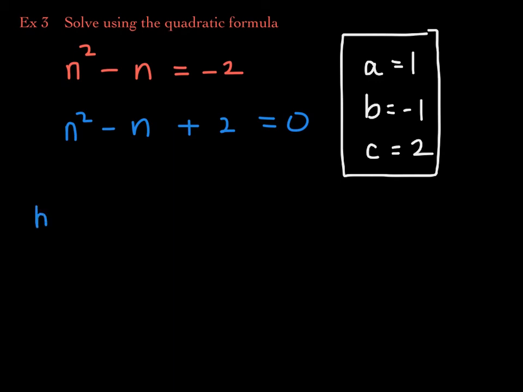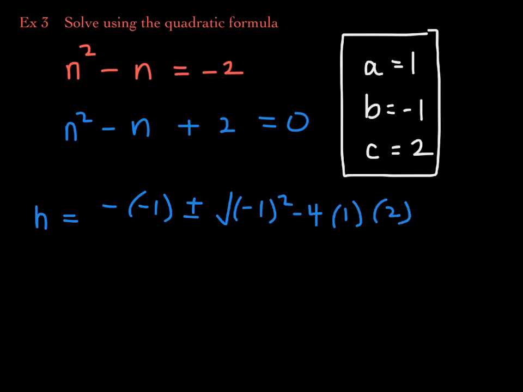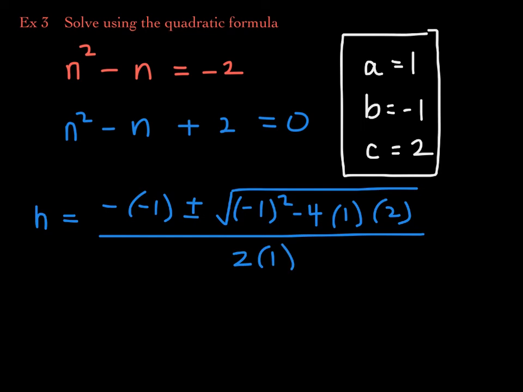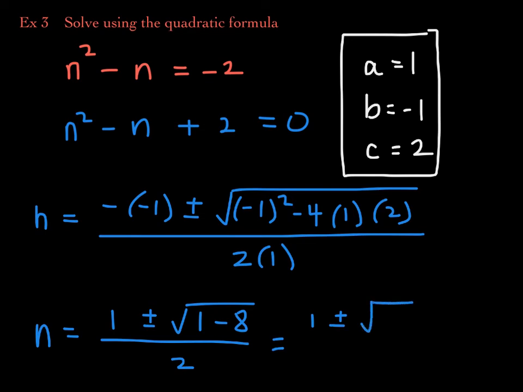So n is equal to, that's what you're solving for, negative 1 plus or minus the square root of negative 1 squared minus 4 times 1 times 2, all over 2 times 1. Okay? So then n is equal to positive 1 plus or minus the square root of 1 minus 8 all over 2, which I'm going to continue working horizontally here, which is 1 plus or minus the square root of negative 7 all over 2.